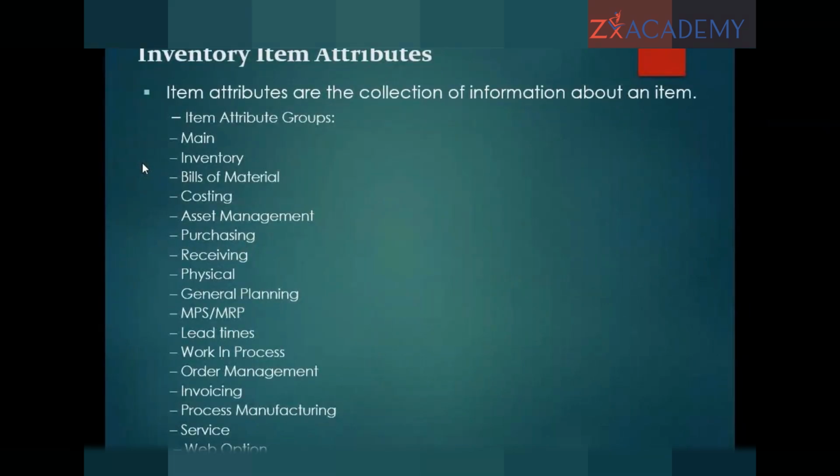So this was all about the classification of items. Now coming to another part, item attributes. When we apply the templates, ATO model, ATO item, option class, and standard item, all these attributes get set. The item attribute groups are: main, inventory, bills of material, costing, asset management, purchasing, receiving, physical, general planning, lead time, work in process, and invoicing.